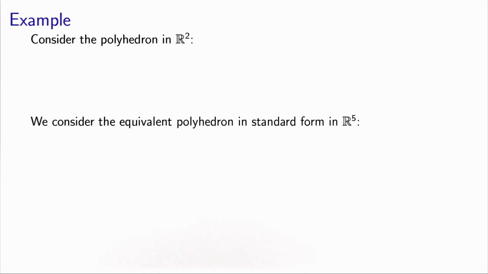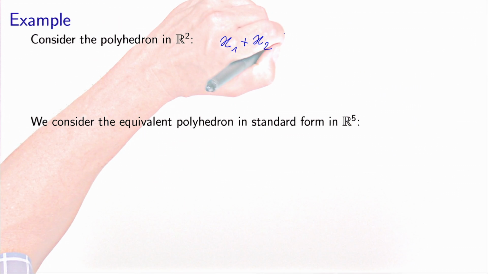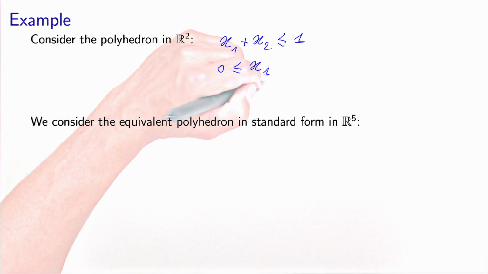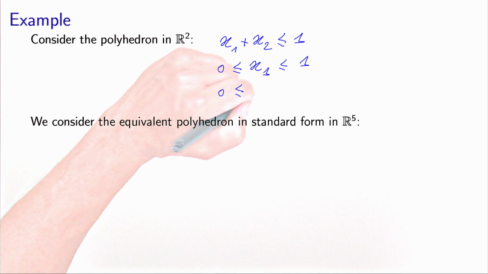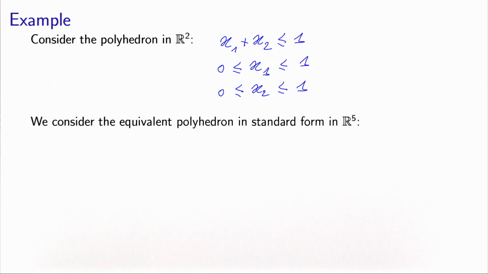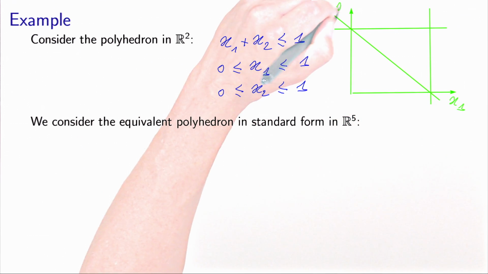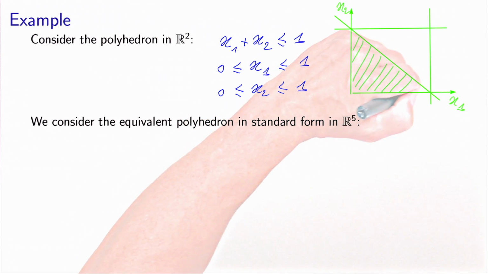So consider a polyhedron in R2 so that we will be able to plot it to make an illustration. Let's say the polyhedron is defined by the following constraints: x1 plus x2 less or equal to 1, and x1 is between 0 and 1, and x2 is also between 0 and 1. Somehow if x1 is here and x2 is here, this is basically represented by this area here. So this is a triangle.